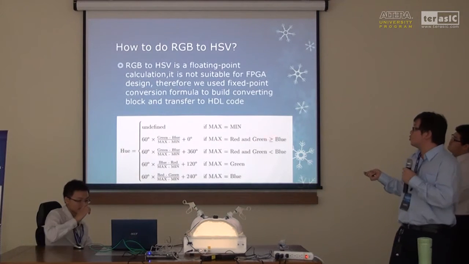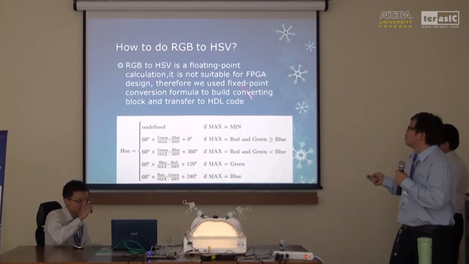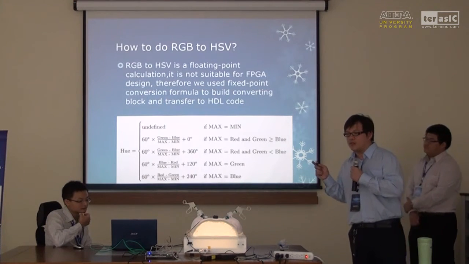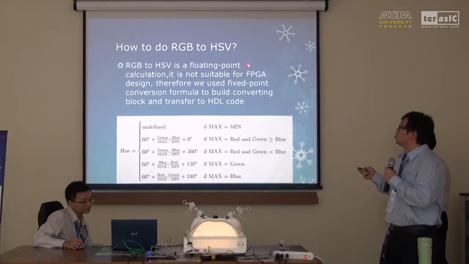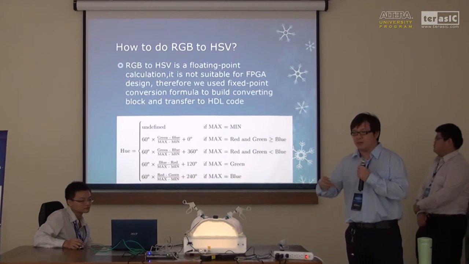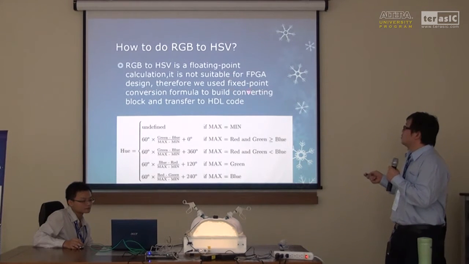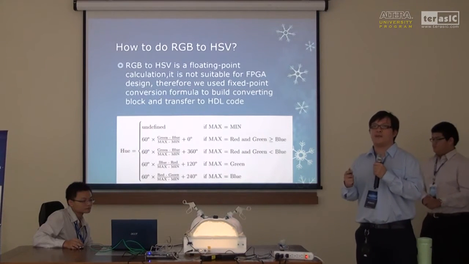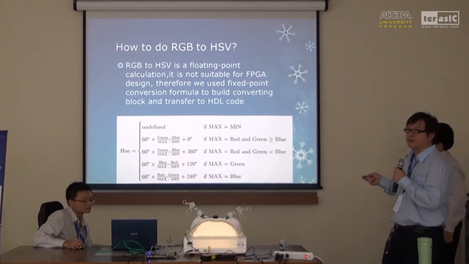Okay, this is the traditional method, how we transfer RGB to HSV. But the difference is that normally in MATLAB, we use floating point to calculate this data. But in the FPGA, it's very difficult to implement floating-point data. That's why we use fixed point. But fixed point has another problem: it's not integer data. That's why we shift the data and convert the degree to the integer domain.